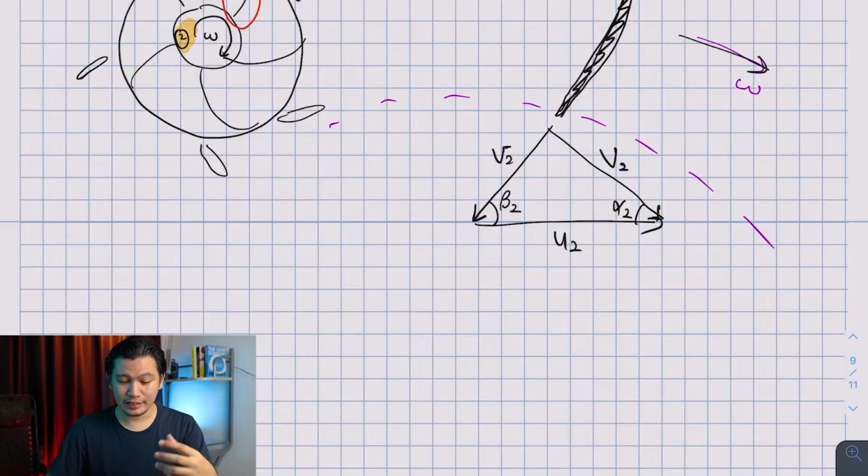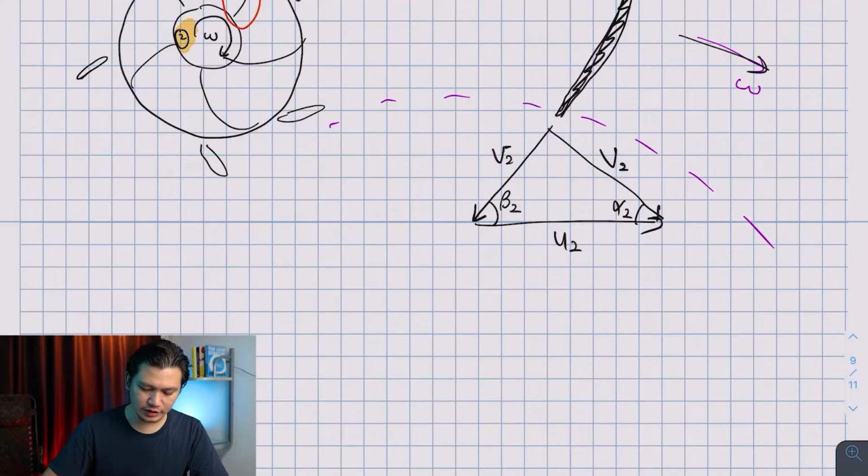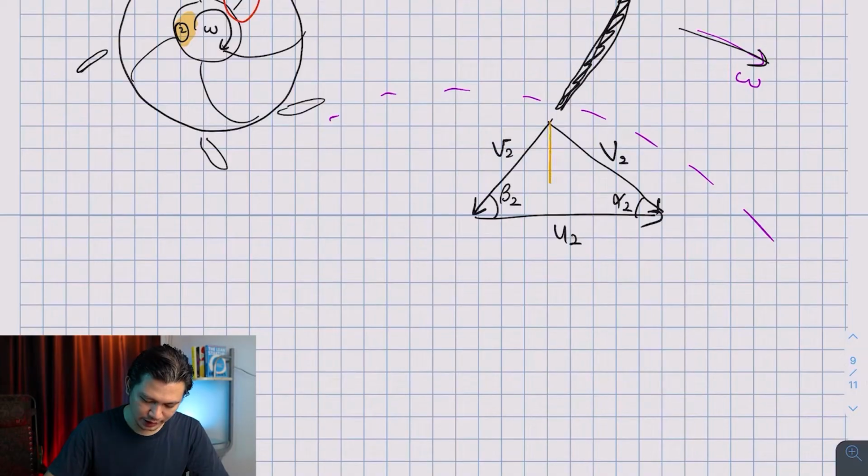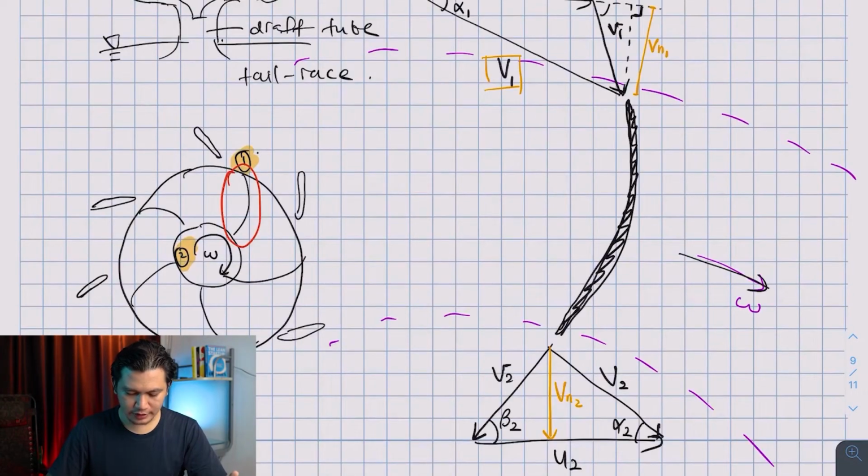Of course, for a triangle that looks like this, it's quite easy to determine where your Vn2 and Vt2, the normal and the tangential components, are. So this is obviously V normal 2, and this is obviously Vt2. So that's it, guys. That is your inlet velocity triangle and also exit velocity triangle.